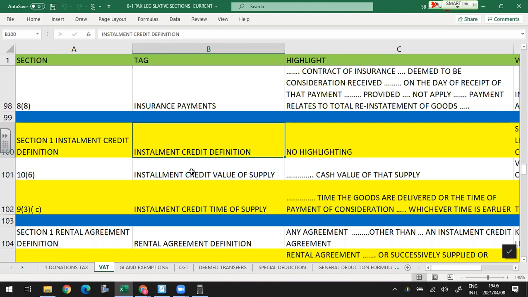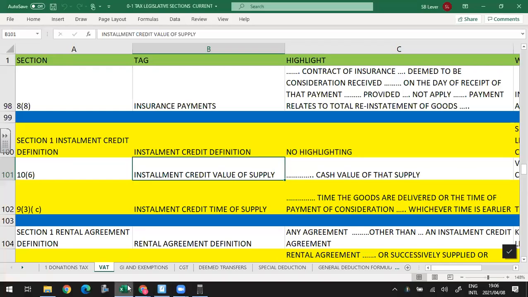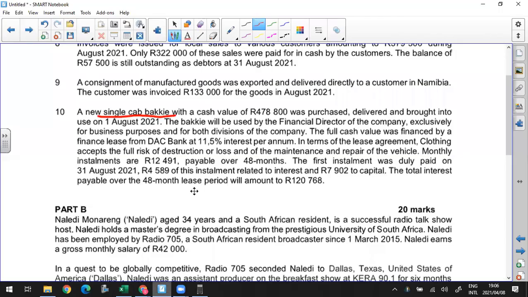What else should you write down? You should write down the installment credit value of supply will be the cash value of the supply, which in this question is equal to 478,800. What else should you write down here? You should say the time of supply is the time that the goods are delivered, or the time of the payment of the consideration, whichever time is earlier. So when did we pay?